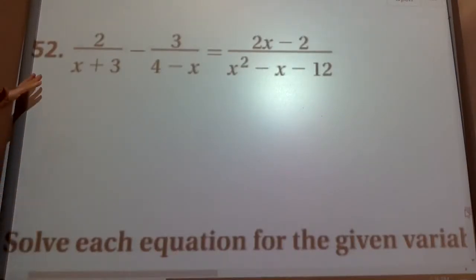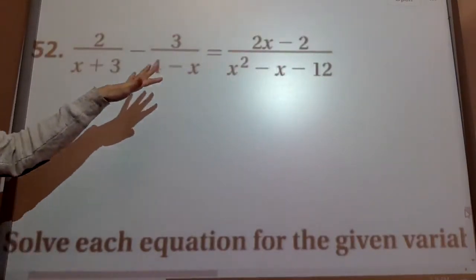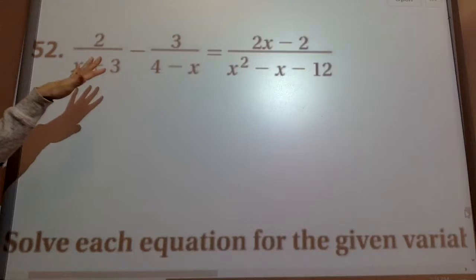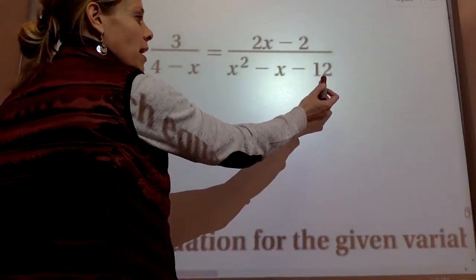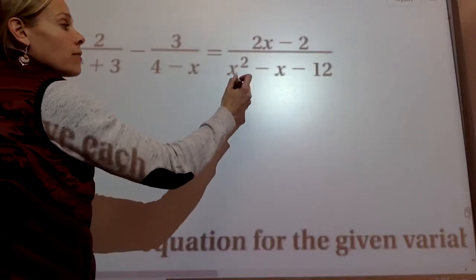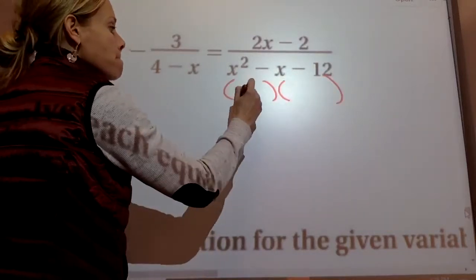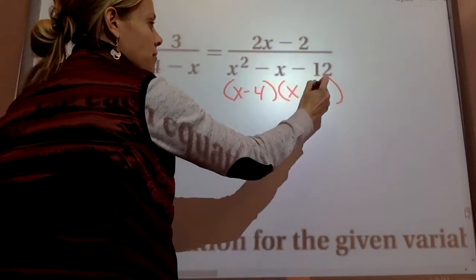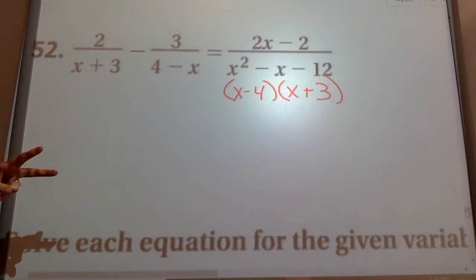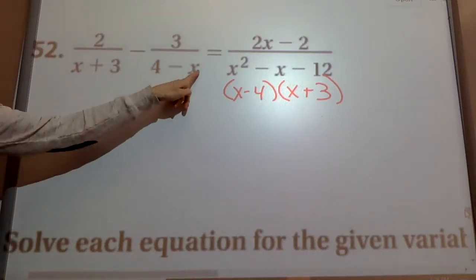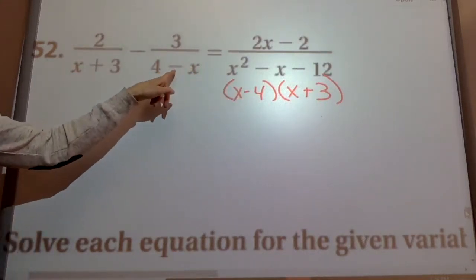Last example. Of course, to see what's on the bottom, you do need to factor if anything's factorable. So let's factor this. What do I multiply equals negative 12, but add equals negative 1? Negative 4, positive 3. So you really only have two things on the bottom: x minus 4 and x plus 3, because see how these two are exact opposite?